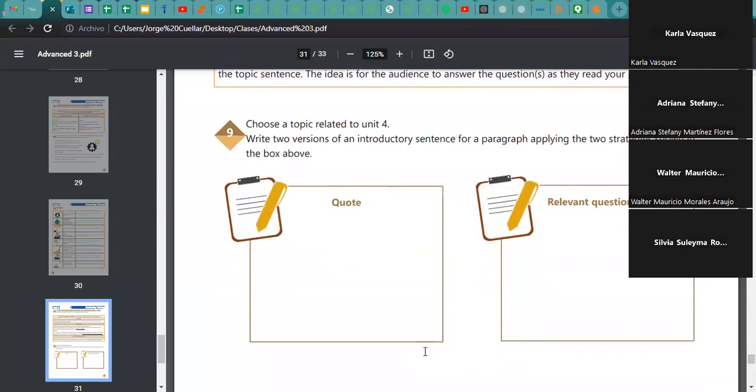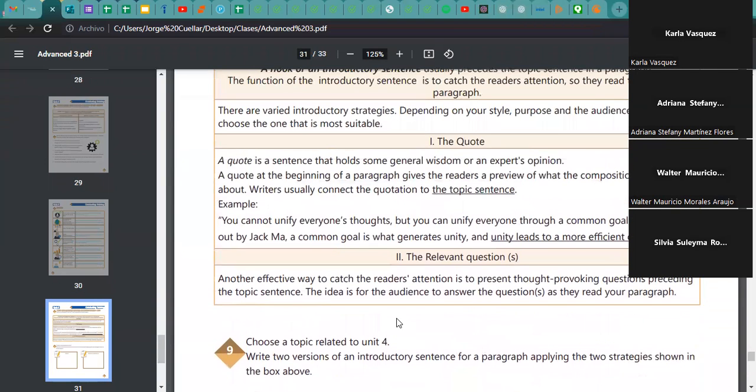Let's practice them. Here we're going to write two versions of an introductory sentence for a paragraph, applying the two strategies shown in the box above. Very easy. So you're going to write the introduction of a paragraph in both ways. You're going to write two little paragraphs, not that big. In the first one, you're going to use a quotation. And in the second one, you're going to write a question. And that's it. That's what we're going to do.